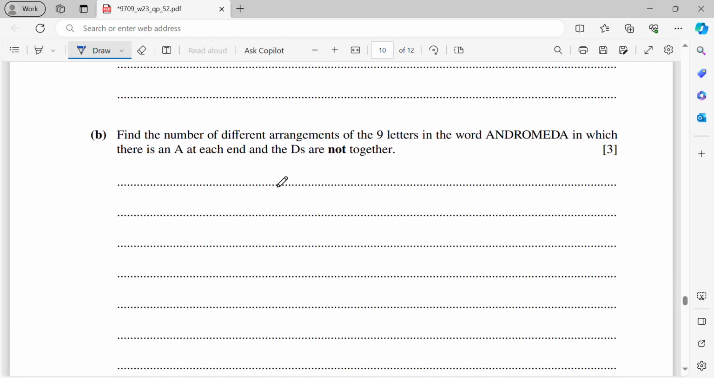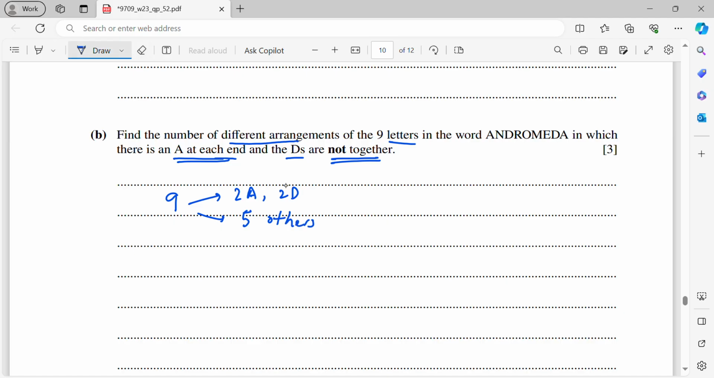Okay, now for part B, find the number of different arrangements of the 9 letters in which there is an A at each end and the Ds are not together. That means out of the 9 letters, we have 2 A's, 2 D's, and 5 others.